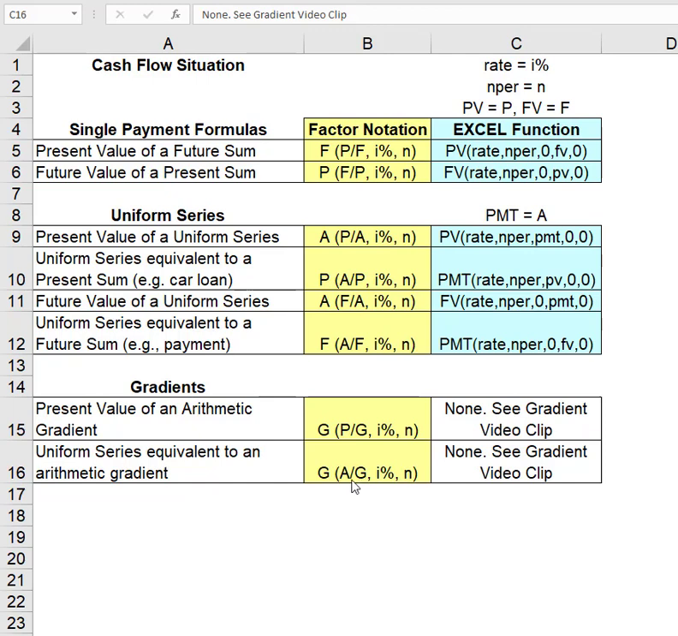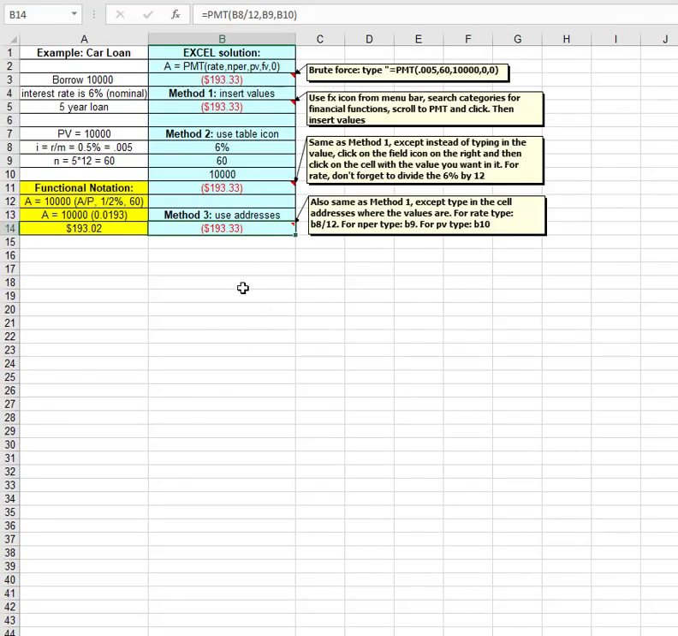And there are no equivalent Excel functions for gradients. However, I have created a clip that shows how to use Excel to calculate gradients. That's another clip. So let me go to part 2, and we're actually going to look at an example.